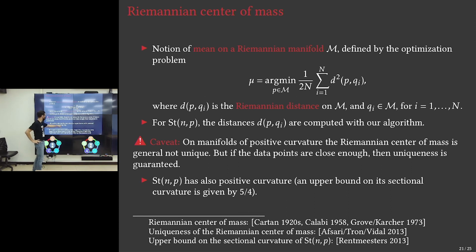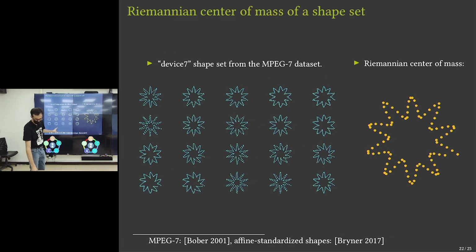Some authors gave an upper bound on the curvature. We know that it's positive, of course. We don't have an explicit formula, we have bounds. Maybe just the last thing: a Riemannian center of mass. So we go back to that example.